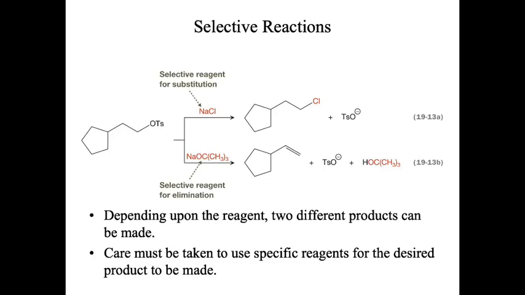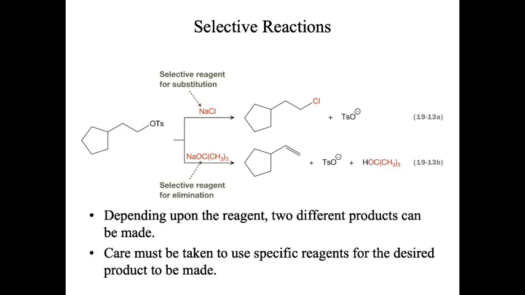If we go through and look at our reactions up here, why is NaCl selective for substitution? Because it can't be a base. Chloride can't act as a base. That means chloride can only act as a nucleophile. And what's the only reaction that has a nucleophile? Substitution. Right? We move to this one, NaOtBu, sodium tert-butoxide.